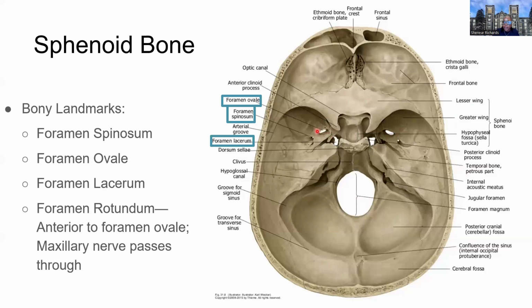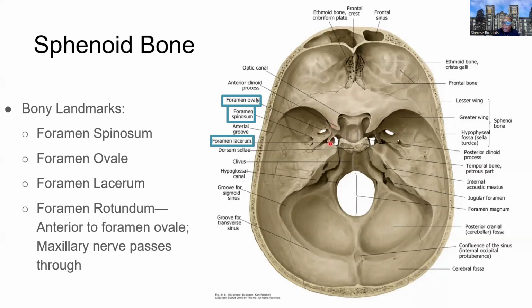Then foramen ovale, so kind of as the name would suggest, it has more of an oval shape, and it's more anterior, more medial within the sphenoid bone. And then we have foramen lacerum. This is more internal, okay? So it's going to be the most medial of these three. And then we have the foramen rotundum. Now, foramen rotundum is really difficult to see in this view. It's going to be the most anterior, sort of nestled within the greater wing of the sphenoid bone.